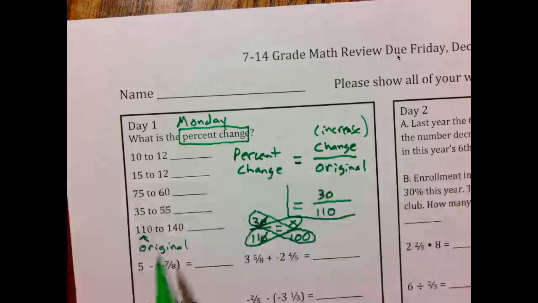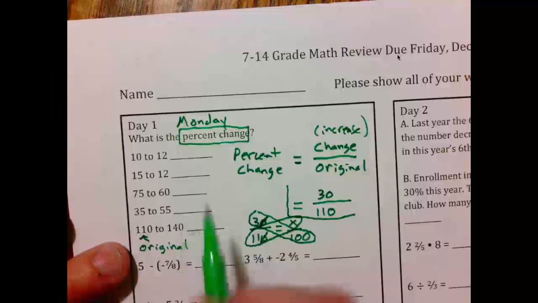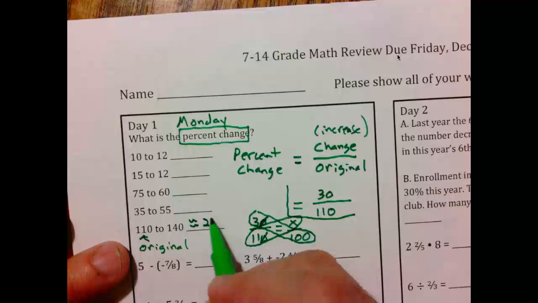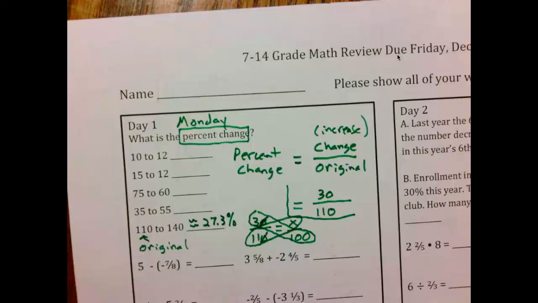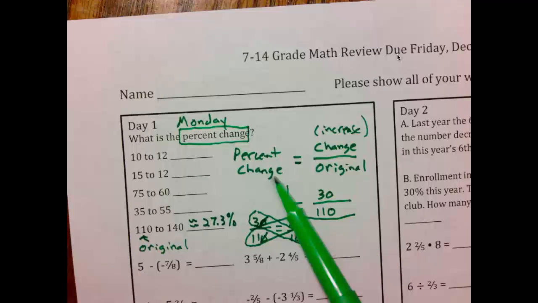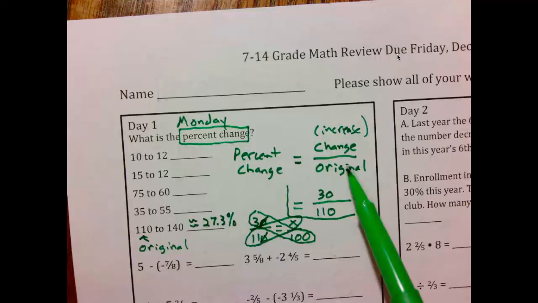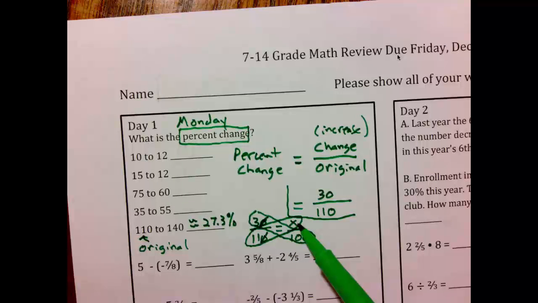Alright, so the answer on day 1, the final problem of the percent change, is approximately 27.3%. Once again, percent change is the change over the original. The change is subtraction. Once we make that fraction, we'll simply set it equal to some fraction such that the denominator is 100 and the numerator is x. Then we can cross multiply and solve.